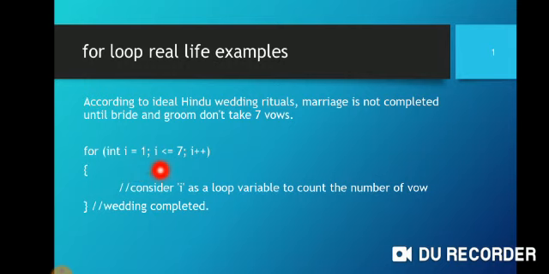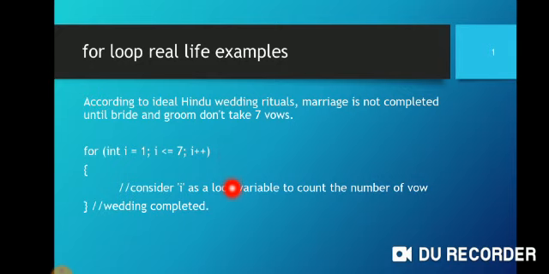It is going to check, is it less than or equal to 7? Yes. So it will go and complete one vow, and then it will come and update, and the second i will be executed, that is now i is equal to 2. i plus plus means i is equal to i plus 1. Now i becomes 2. So is 2 less than or equal to 7?